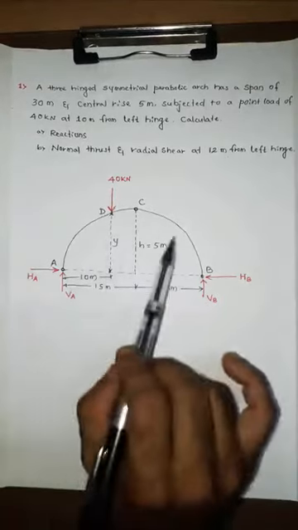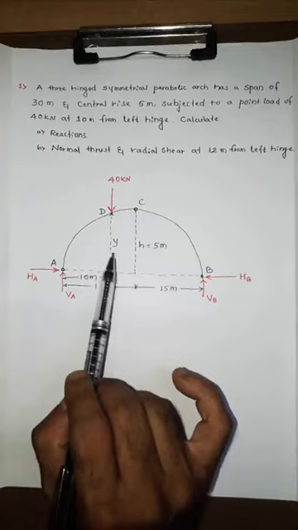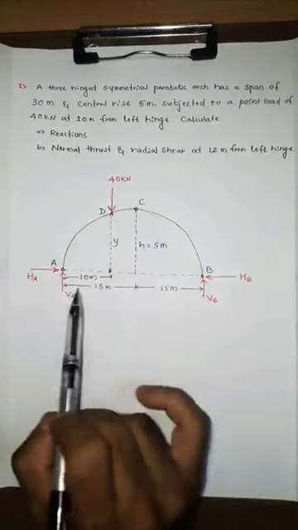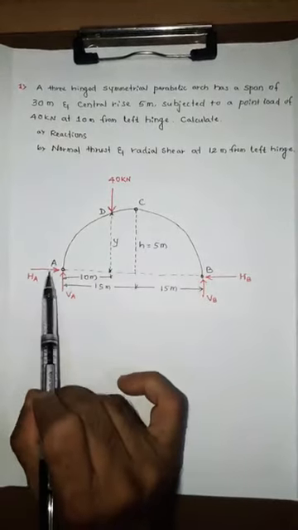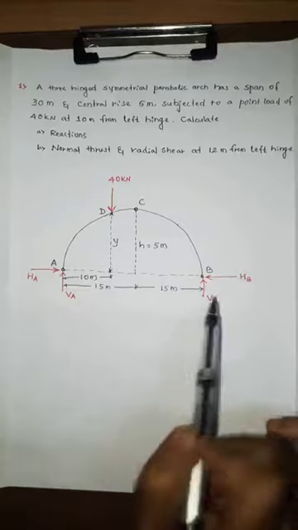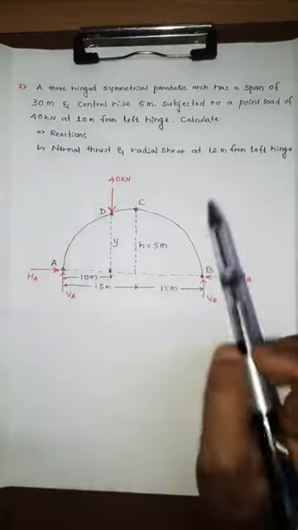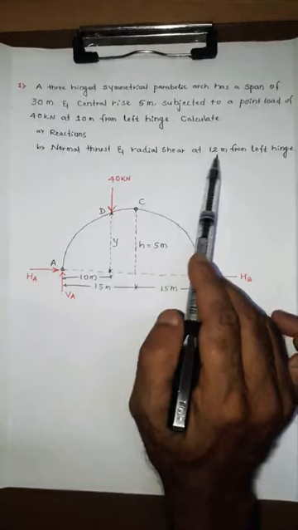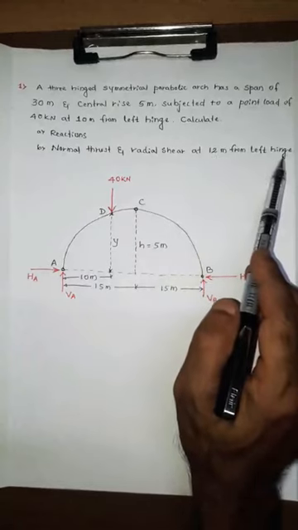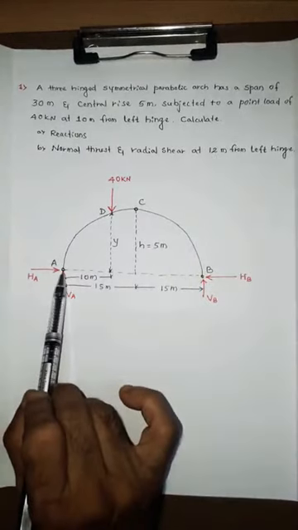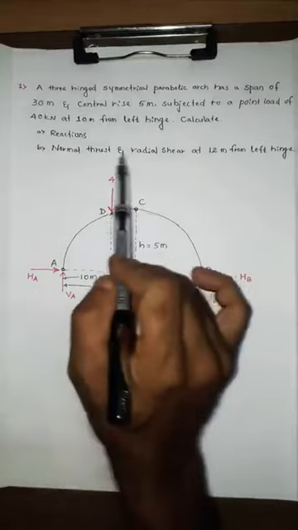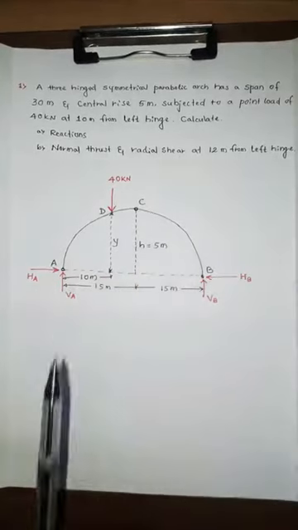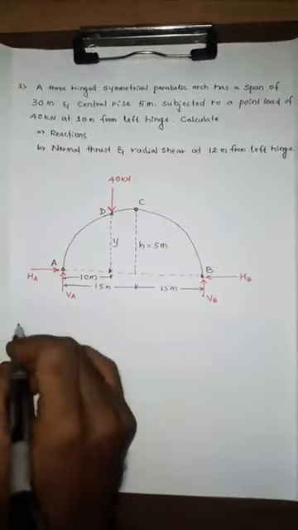So now for this arch we're going to find out first reactions, that is HA, HB, VA, VB, and similarly we have to find out normal thrust and radial shear at 12 meter from left hinge. So from 12 meter from left hinge, what will be the normal thrust and radial shear we're going to find out. So now let us start with this.